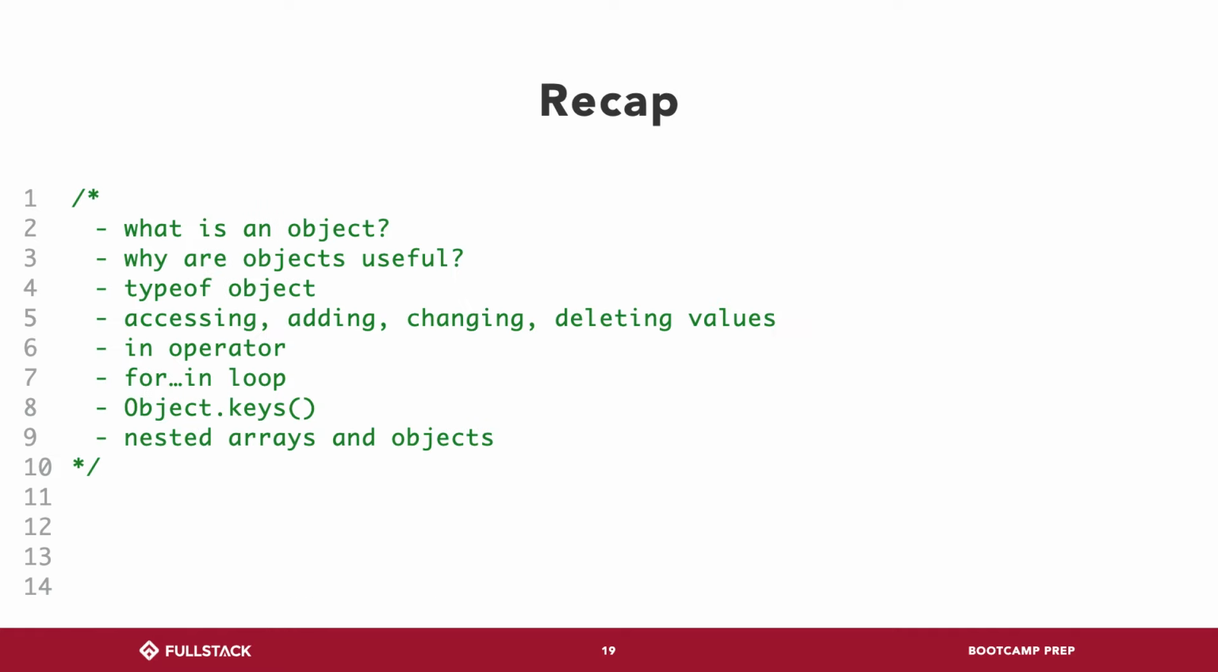So a recap: we did what is an object, why are objects useful, type of object, accessing, adding, deleting, and editing, changing key values in an object. The in operator, the for loop, Object.keys, and we talked a little bit about nested arrays and objects.